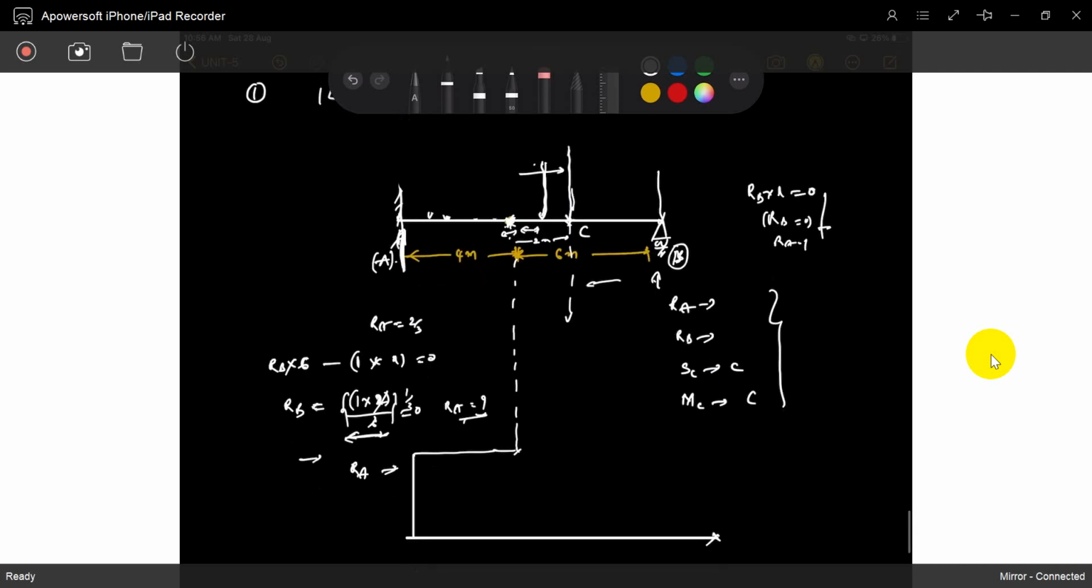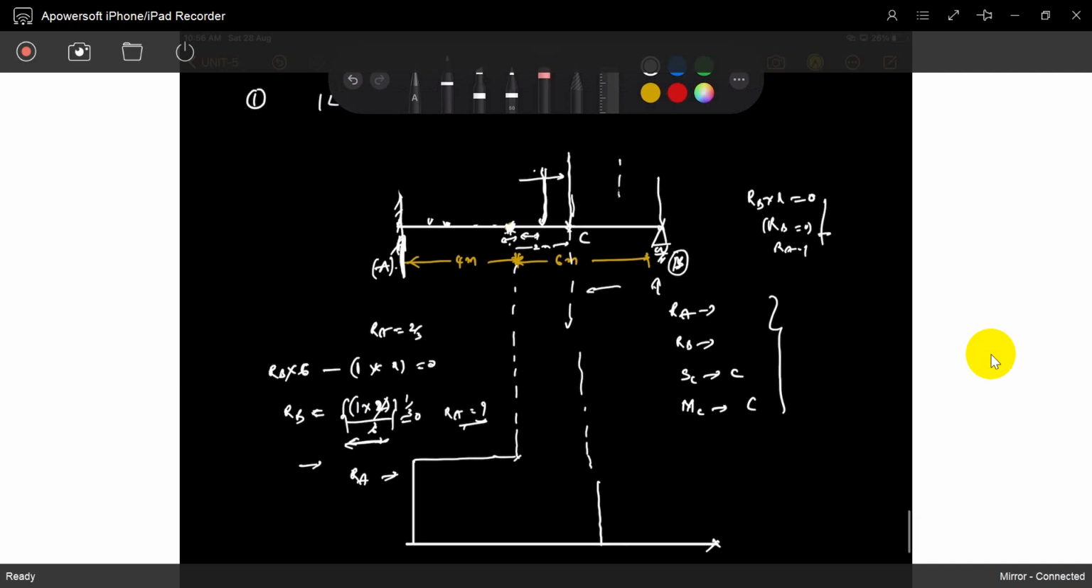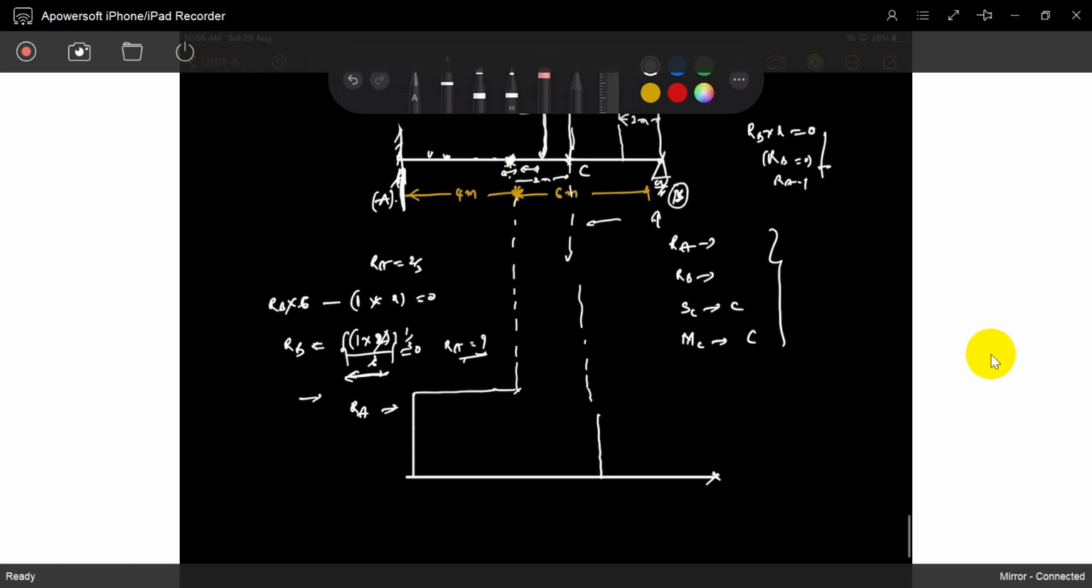So at this location it's 2 by 3. Okay, are you understood? At this location it is 2 by 3. So if applied here, what is it here? Here is exactly 2 meters, 2 meters from B. So what is it exactly? Write down the equation.